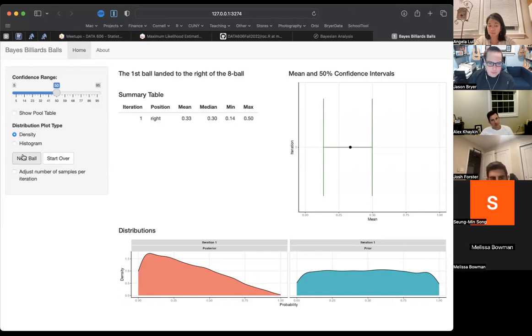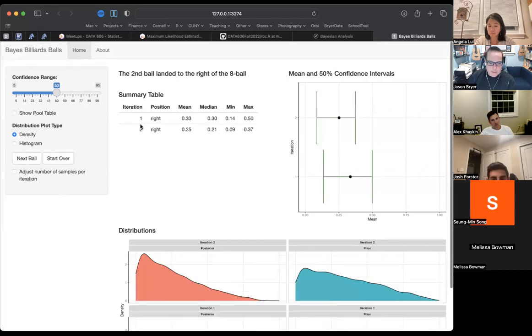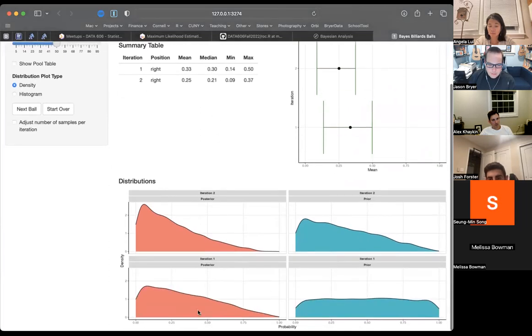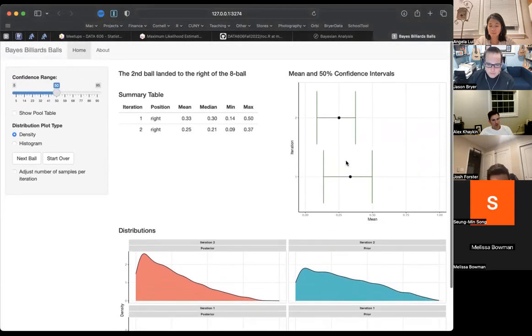Okay, so let's do it again. On the next throw, the second ball also landed to the right. But now I'm not going to start from scratch. I'm going to take my posterior from iteration 1, and that's going to be my prior in iteration 2. Then I'm going to run that same thing. After the first run, this is where I think the 8 ball is. After iteration 2, I'm going to squeeze a little bit more to the left, and my confidence range is going to shrink a little bit.